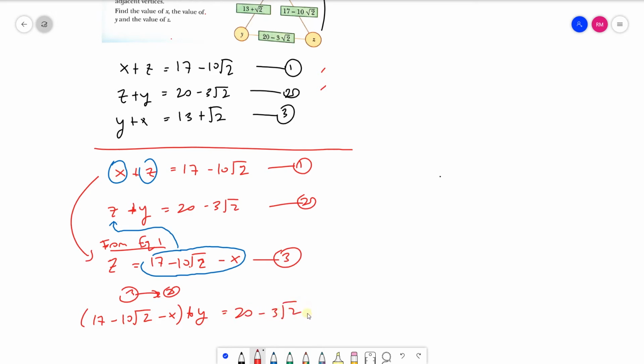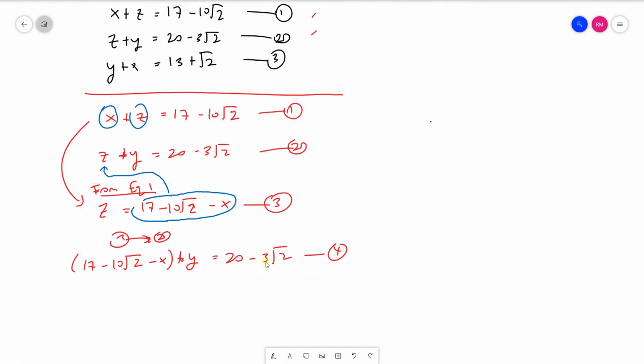So let's name this equation number 4. Now as we can see here, we have one equation with two unknowns, which are x and y.